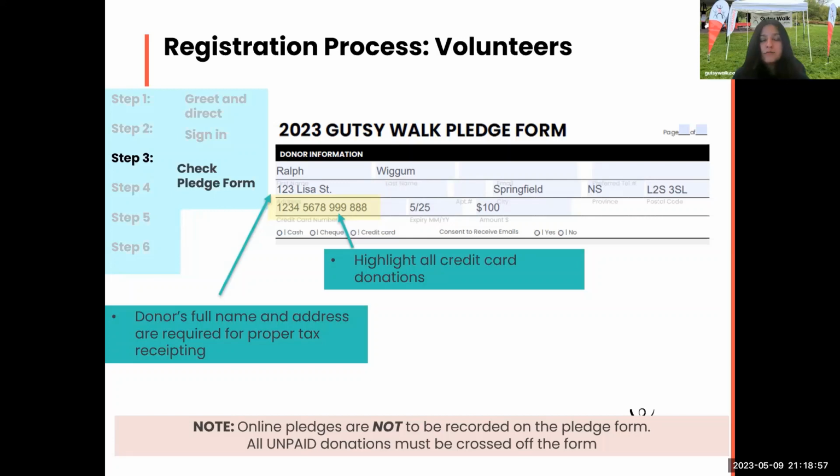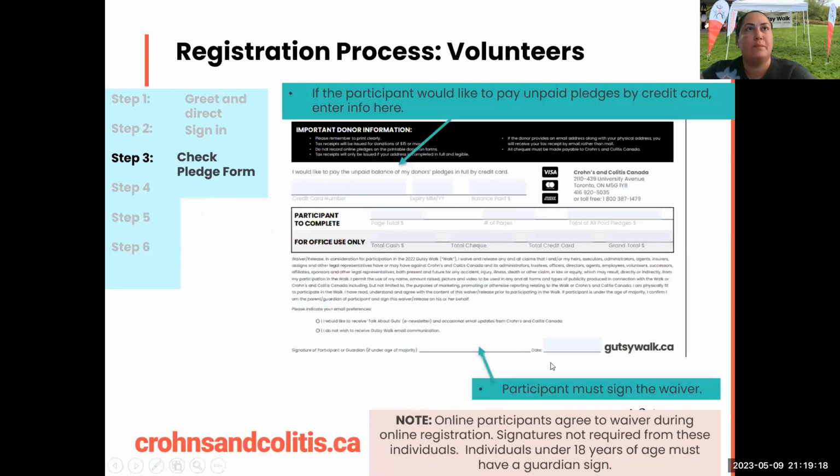This is important that they've written their address very clearly for our tax receipting processes. And these are only for offline money. So if they say they've raised some money online, there's no need for them to fill out any of these forms. Also, anything unpaid should be removed from the form. And this part will be on the first page of the pledge form.